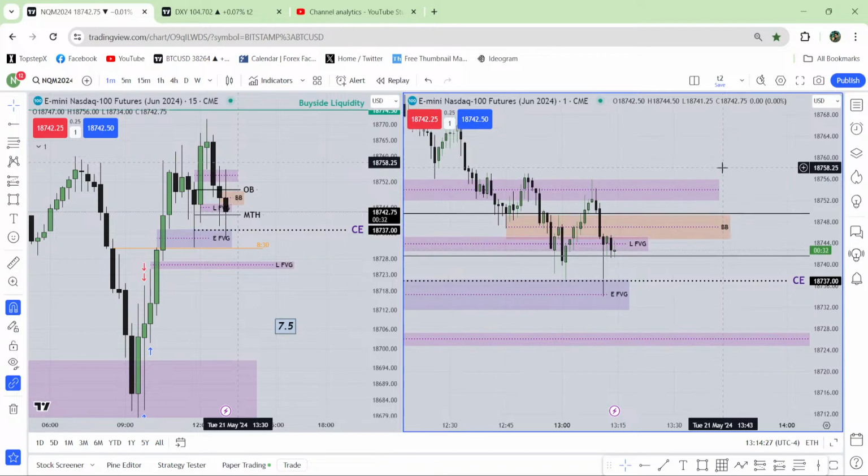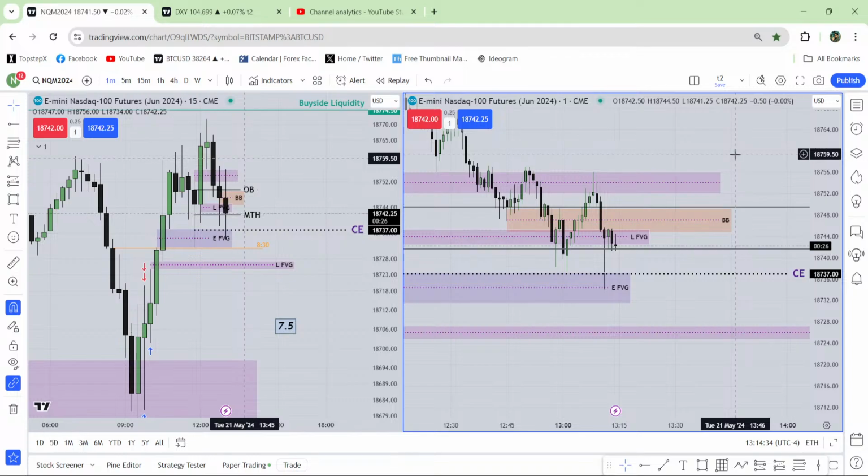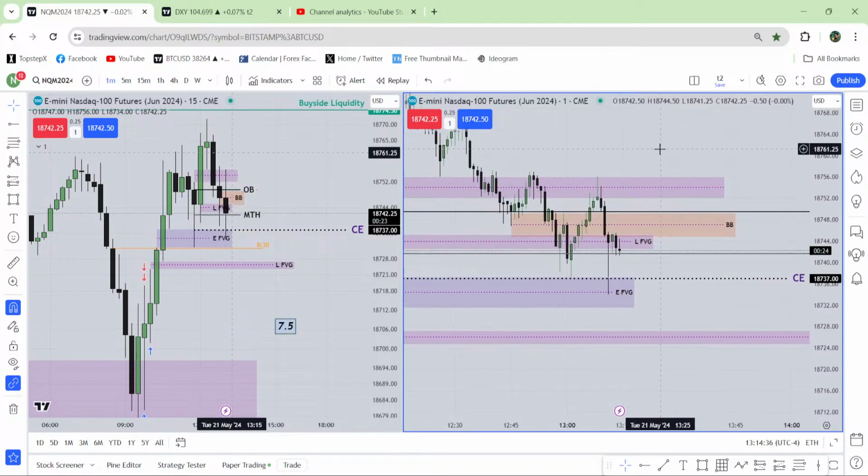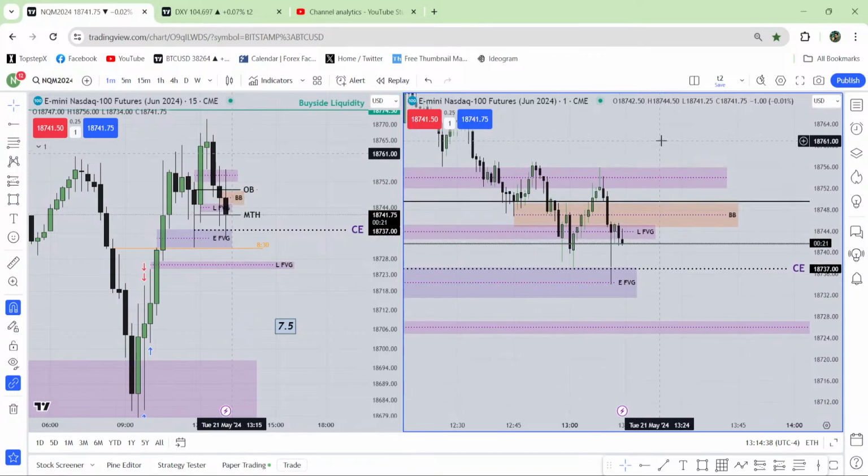As I explained in the weekly analysis, I told you to avoid trading Monday and Tuesday. We don't have any red folder news on Monday and Tuesday. It's not going to be easy to trade, but Wednesday is the first day where trading will be much easier.